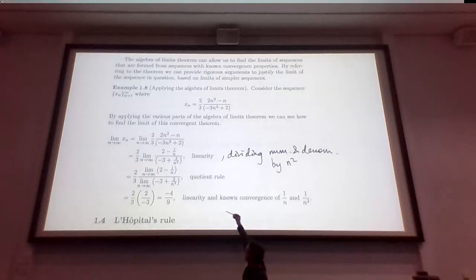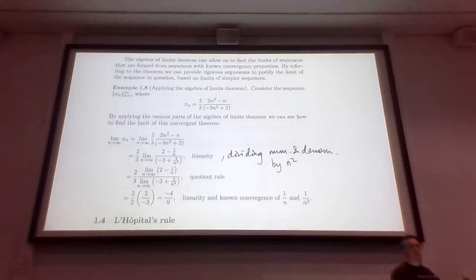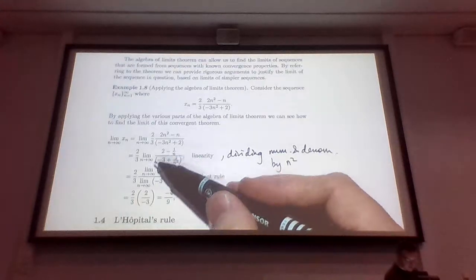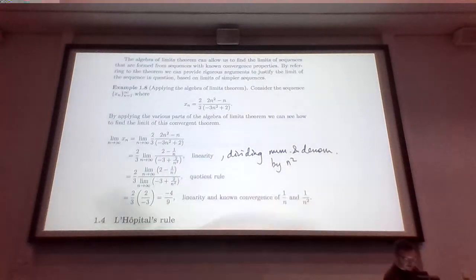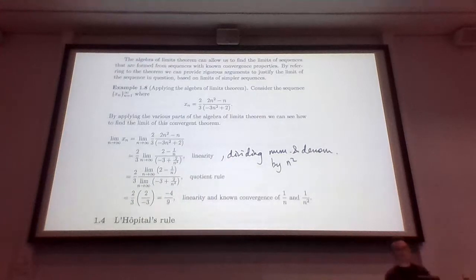In the next step, from the second line to the third line, the justification is we're saying that the limit of a quotient is the quotient of the limits. The sequence element is defined as a simpler sequence divided by another sequence. That's what we're looking at here. We've got a sequence in the numerator, a sequence in the denominator. We're saying the limit of the quotient is the quotient of the limits.